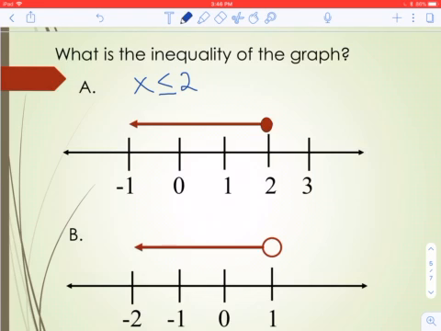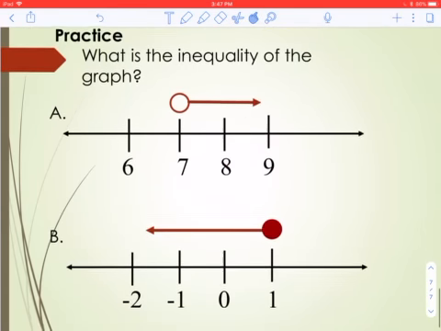For letter B, again, I'm going to start with the x, and the graph is starting at 1. And then are the numbers greater than 1 or less than 1? Since they're smaller than 1, I put a less than, and it's an open circle, so that's my final answer. x is less than 1.